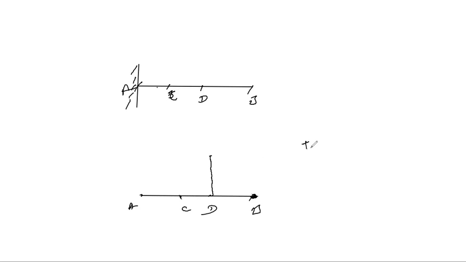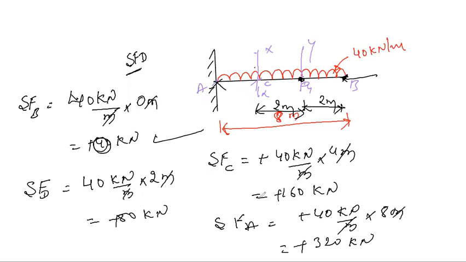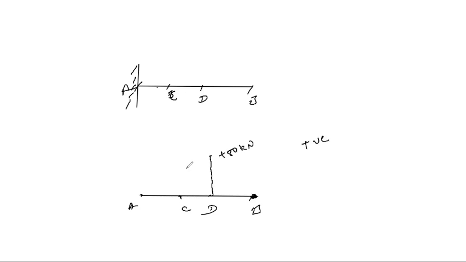The upward line shows positive direction, and below this reference line we have negative. So this is nothing but a positive 80 kilonewton. Similarly, at point C we have 160 kilonewton over here. So from point C we can measure 160. This is approximately 160 kilonewton.